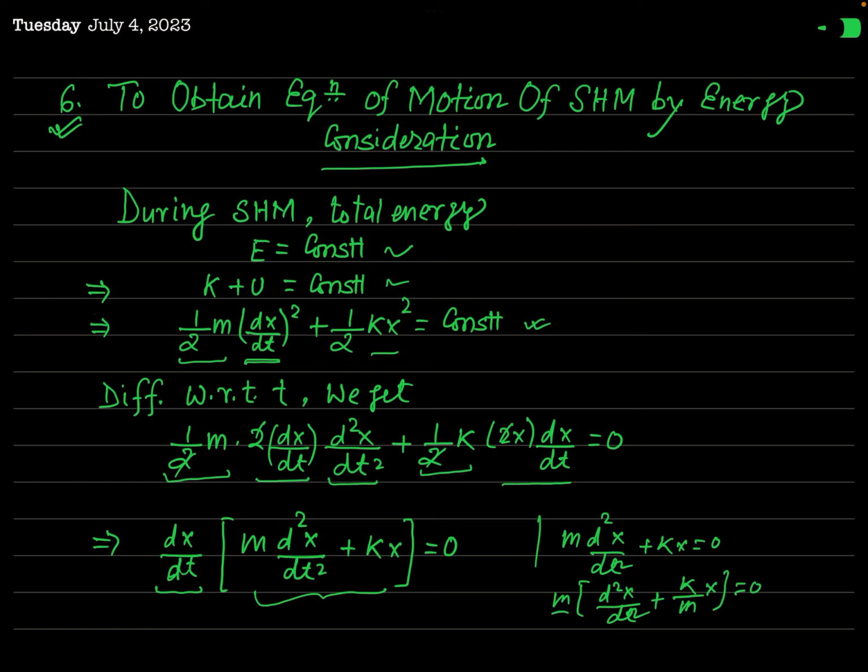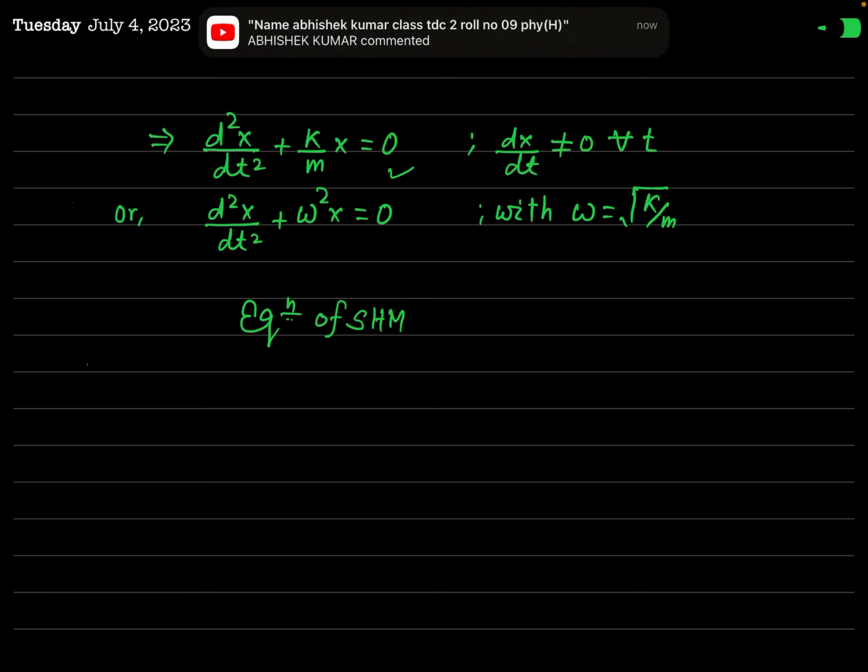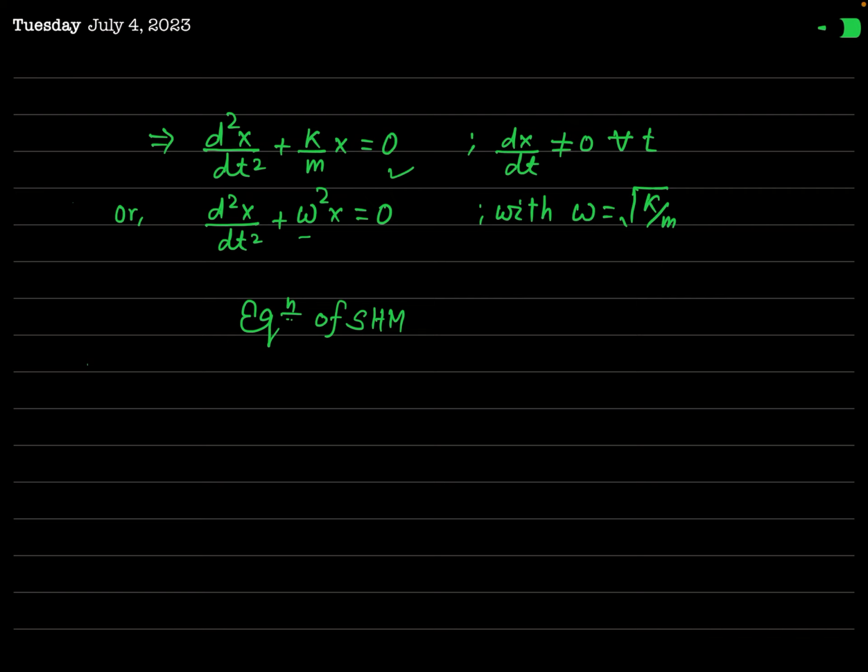Again, this m is not 0, so the factor inside this square bracket will be 0, and this simply represents simple harmonic motion. So I have written it here. You can see that d2x by dt square plus k by m into x is equal to 0. And instead of k by m, you can write omega square. And you can see this is just the equation of motion of simple harmonic motion. So in this way, by the concept of energy conservation, or energy remaining conserved during simple harmonic motion, we can obtain the equation of motion of SHM.